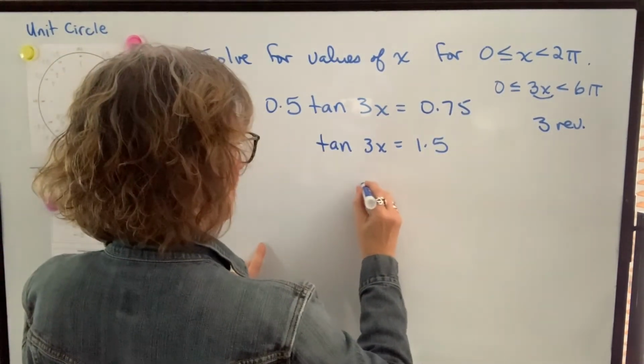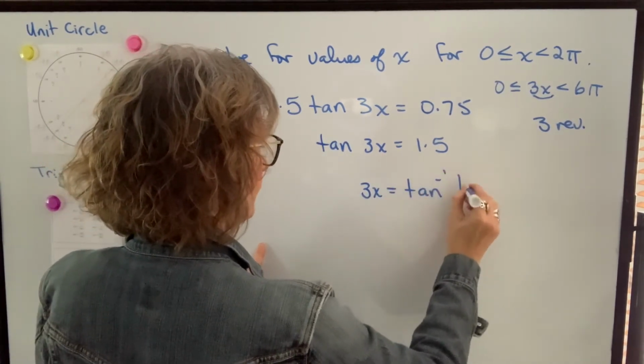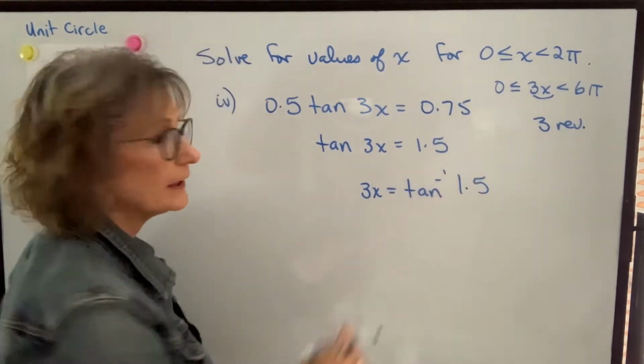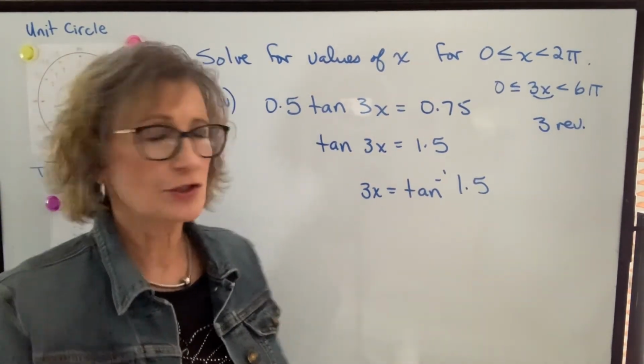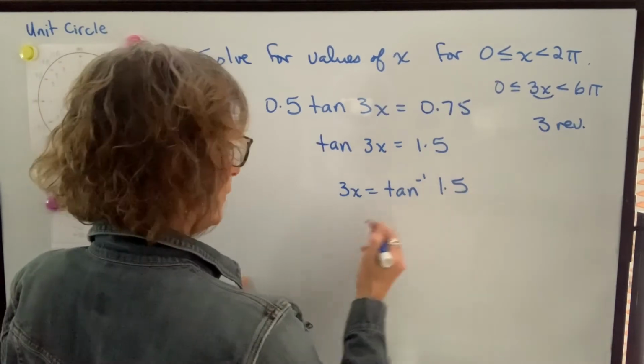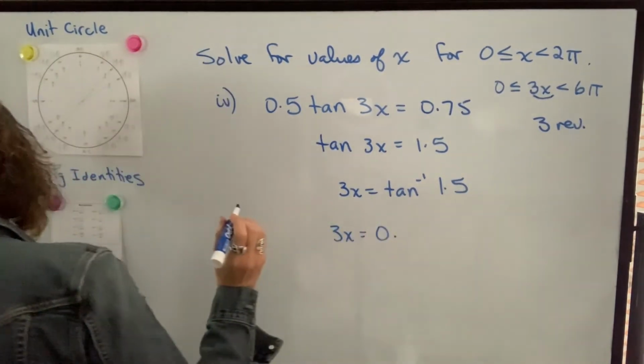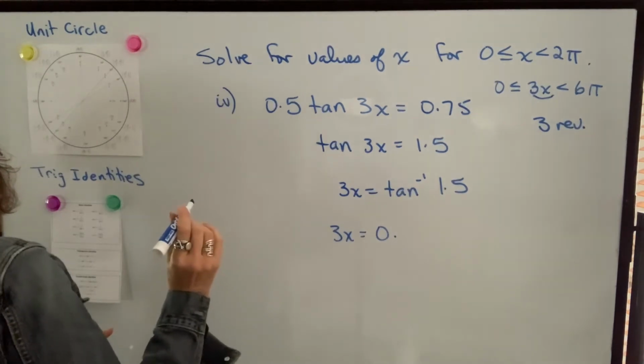So we're going to start off finding inverse tan of 1.5. That's not the tan of a special angle, so we have to use our calculator. So the inverse tan of 1.5 on your calculator will be 0.98.